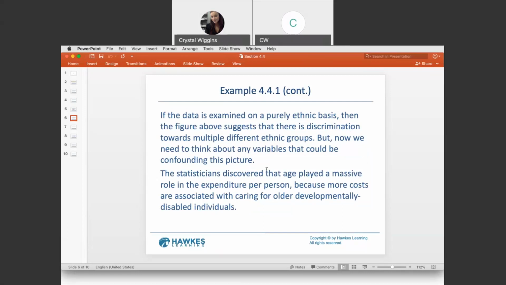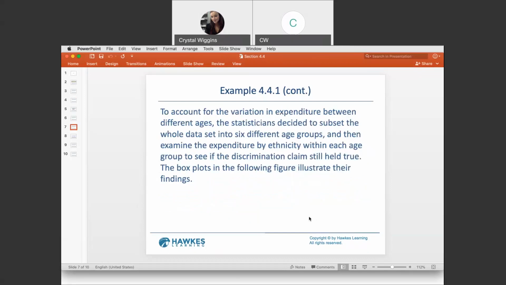The statisticians discovered that age played a massive role in the expenditure per person because more costs are associated with caring for an older developmentally disabled individual than a younger one. To account for the variation in expenditure between different ages, the statisticians decided to subset the whole data set into 6 different age groups and then examine the expenditure by ethnicity, but within each age group, so that we can compare how much it costs to fund a younger disabled versus an older disabled.